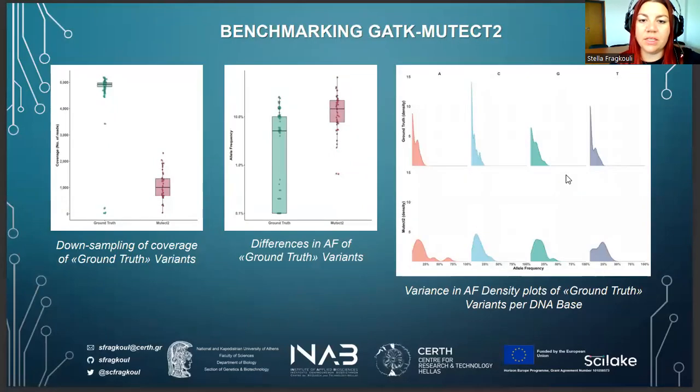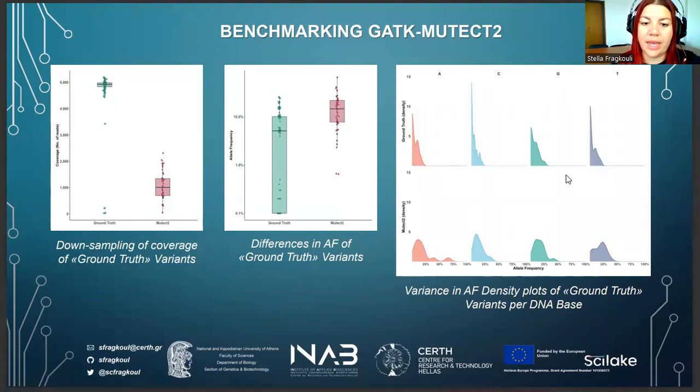The overall results can be seen in this slide. As you can see in the left figure, the coverage reported by GATK has a mean of 1,000, while the ground truth was designed to have 5,000. This happens because of the downsampling that GATK performs, which results in misrepresentation of information. Of course, this also affects the allele frequency of the detected variants, as depicted in the middle figure that shows the bar plots of the allele frequency.